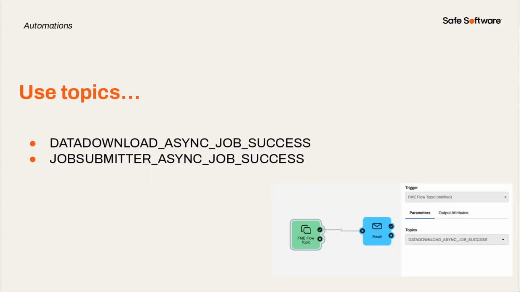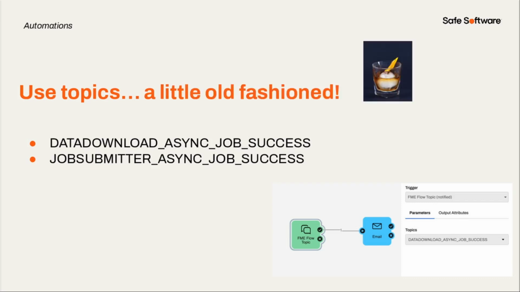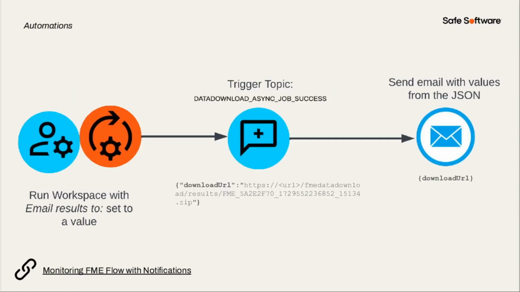How do you do that? You need to use topics. If you're a newer user of FME Flow, you might have not heard of topics because they are a little old-fashioned. Topics are basically like internal notifications that FME Flow uses. The ones that you'll likely be interested in are the data download async topic or the job submitter async topic, just selecting it based on what service you're using.